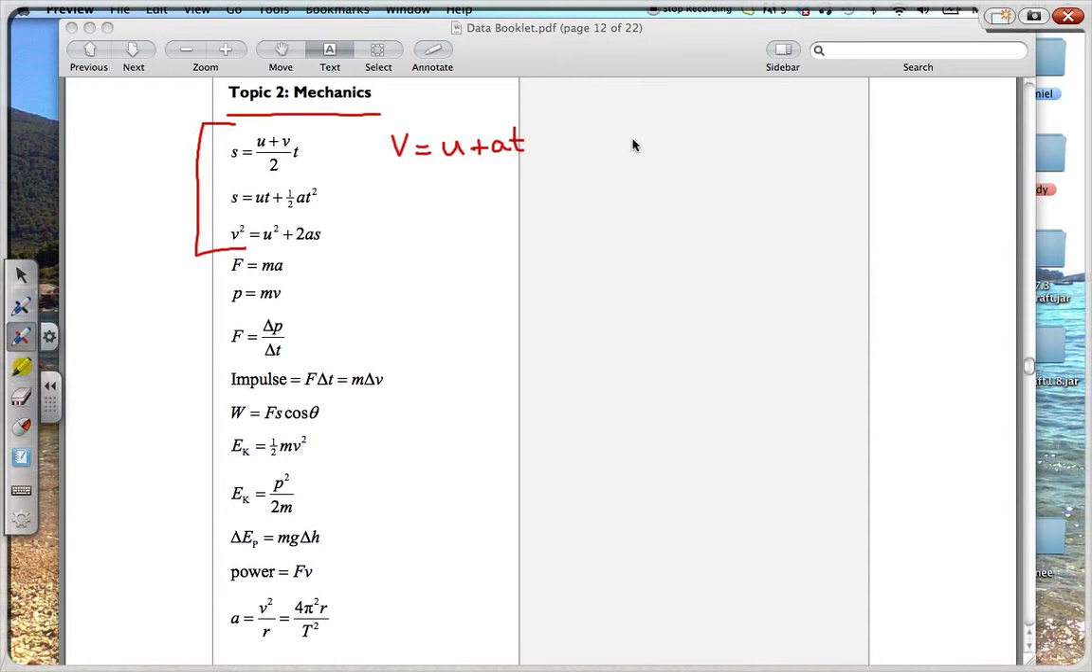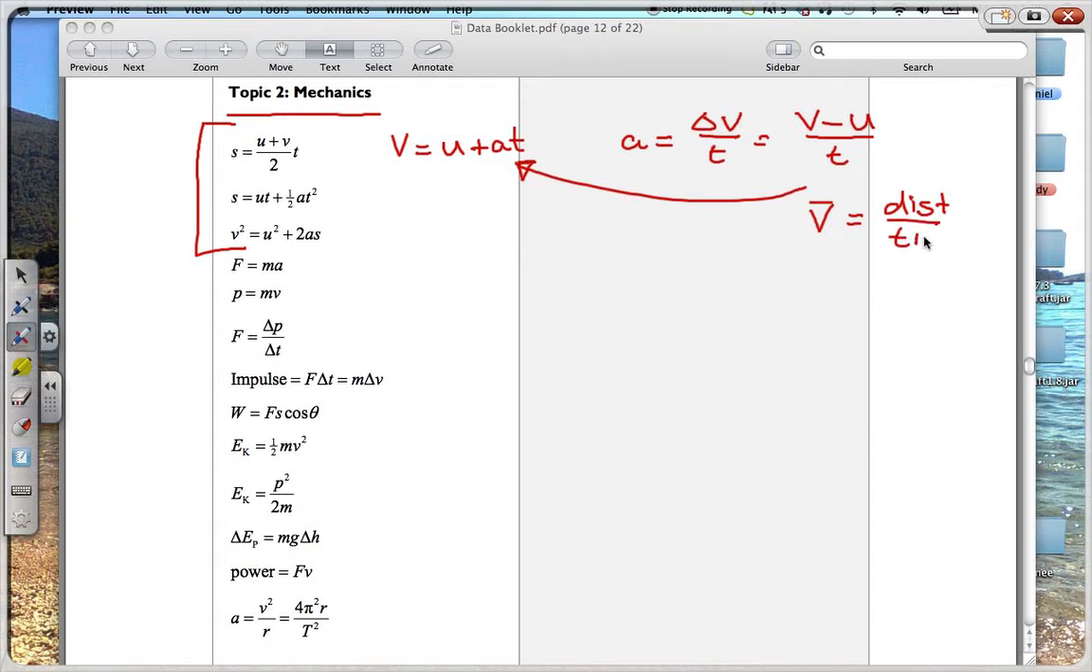This comes from the fact that acceleration is equal to your change in velocity over time. Change of velocity you can write as v minus u, where v is your final velocity and u is your initial velocity, divided by time. Rearranging this formula we get to this one. So this is often an important formula. Your average velocity is basically your average speed, distance over time. Your average velocity would be displacement over time.